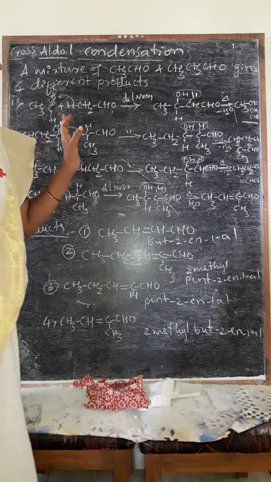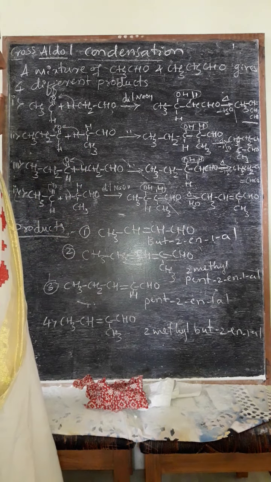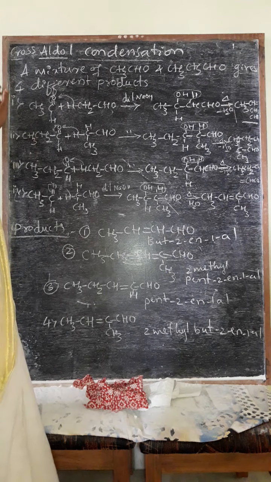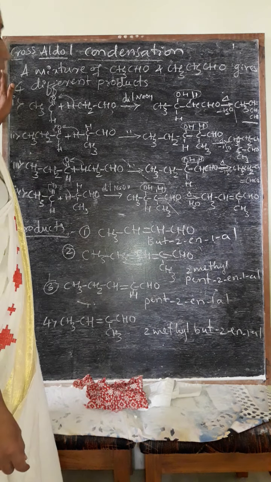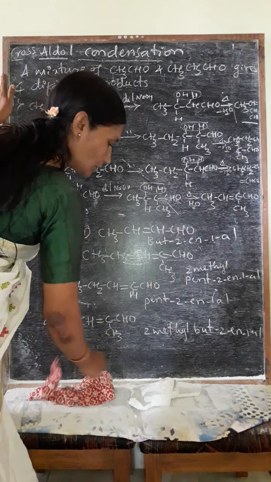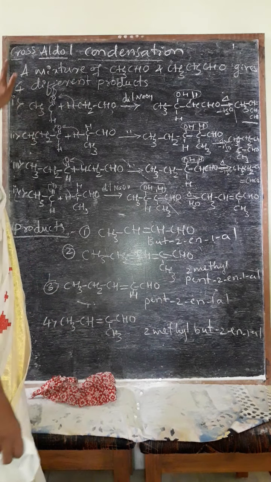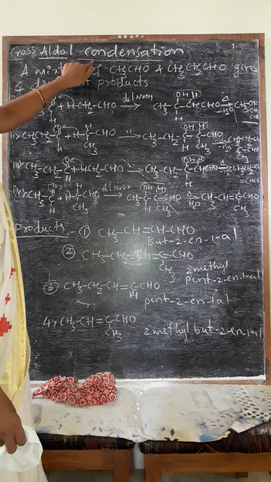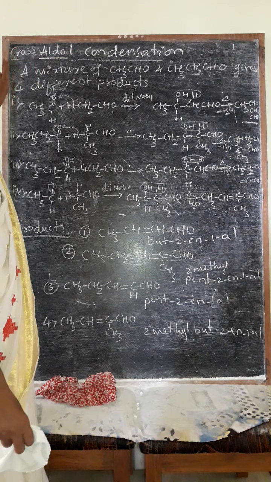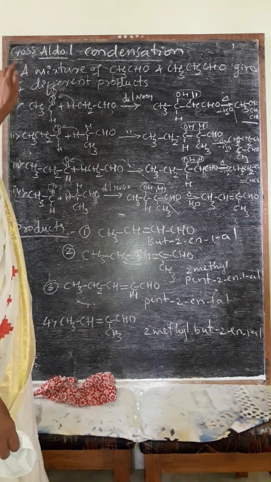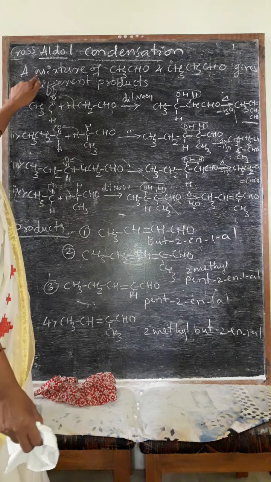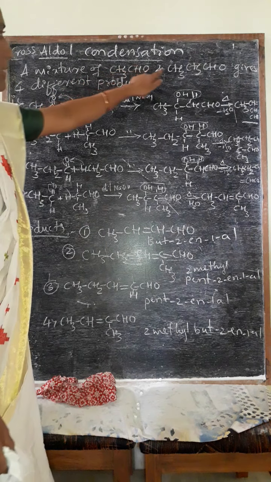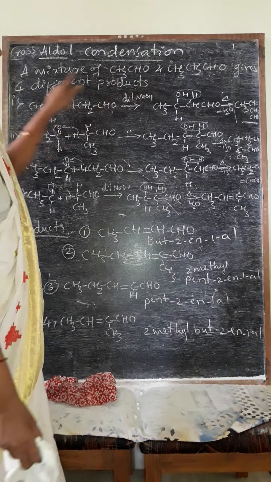In the last class, we discussed aldol condensation. One example taken was ethanal. I will continue. The next one is cross aldol condensation. How is this cross aldol condensation carried out? Take a mixture of ethanal and propanal as an example.